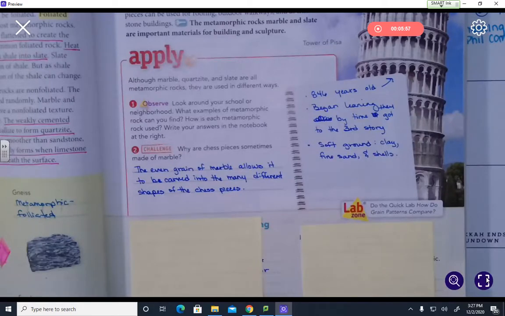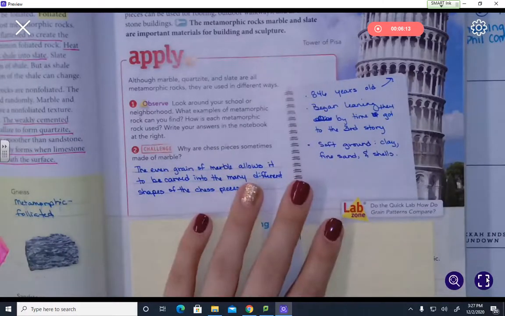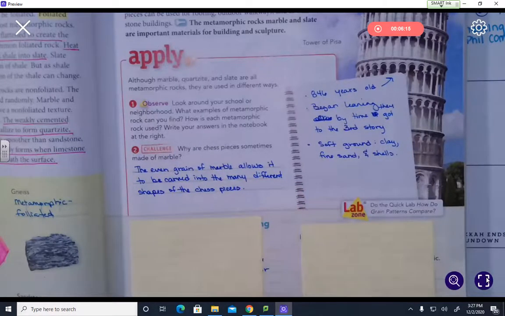But make sure you complete the metamorphic review sheet, and if you have any questions on that, also let me know. Don't forget we have a Zoom today from 12 to 12:30. If you have any questions on the book questions, or any questions on the review sheet, you can join that. You can also email me or give me a phone call.